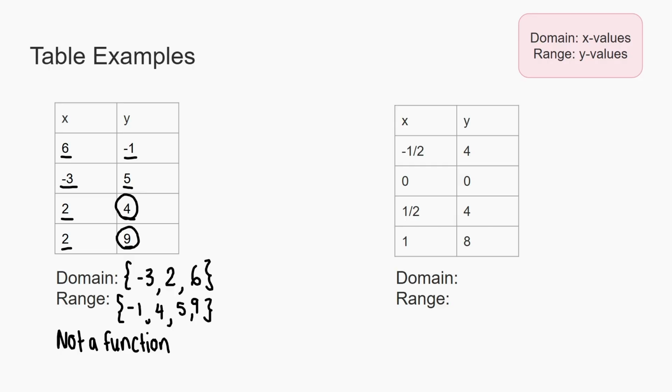Now, for the question on the left, we have once again looking for the domain and range. In this case, we want to do an increasing order, which this is already increasing order, -1/2, 0, 1/2, and 1. As you can see here, fractions and decimals are allowed to be part of the domain and range. Our domain is -1/2, 0, half, and 1, and our range is going to be 4, 0, 4, 8. Let's do increasing as well, so we'll do 0 first. Like we said, we don't need to write this twice, we write it once. 4, and then we have 8.